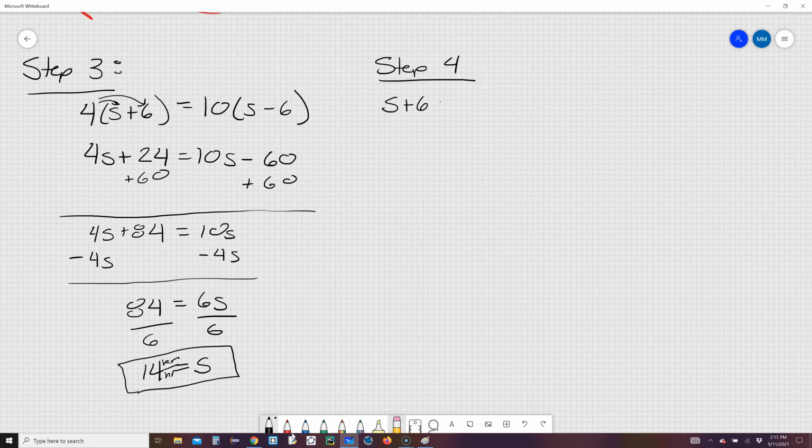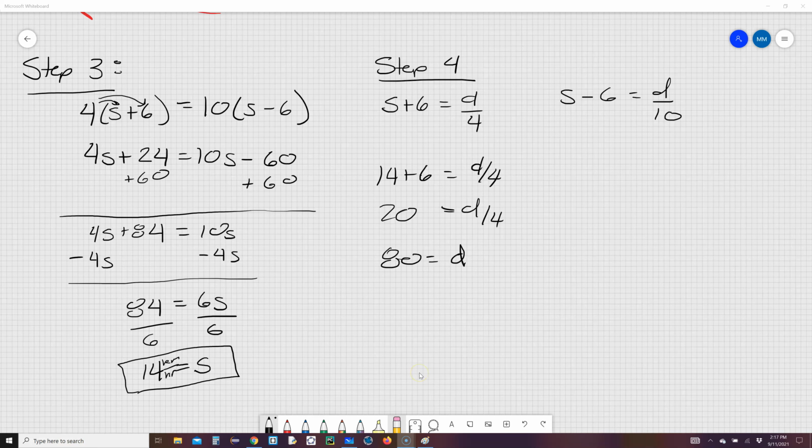s plus 6 should be equal to d divided by 4, and s minus 6 should be equal to d divided by 10. We have 14 plus 6, d over 4, it's 20. 20 is d divided by 4. We can multiply the 4 over, and it's 80.